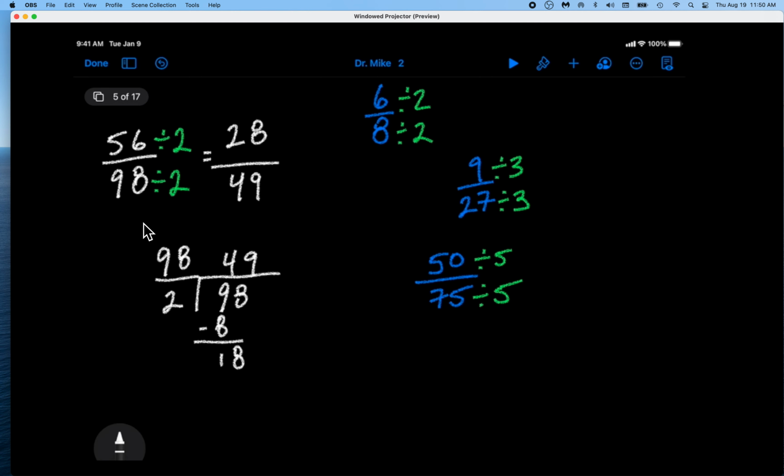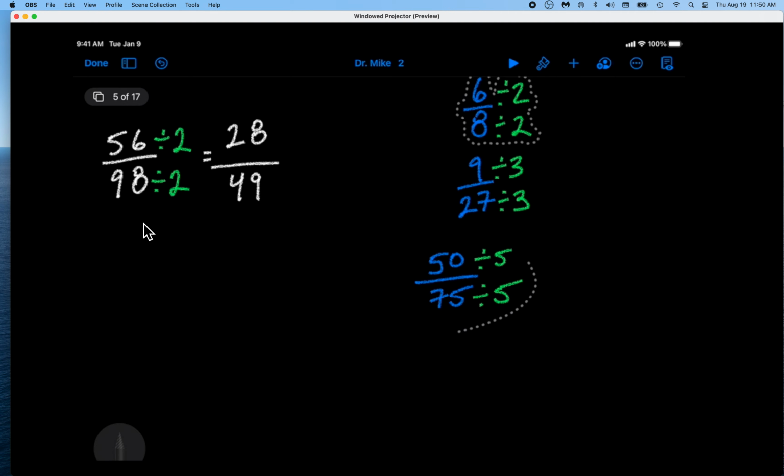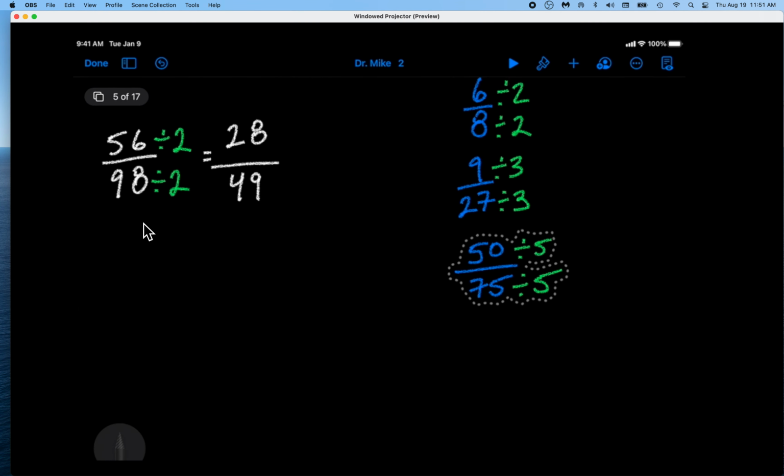Okay, now what do we do? Let's move this over a little bit, give ourselves some room. We have an even number. We could try 2, but 2 does not go into 49 because 49 is odd. We have an odd number down here, so we could try 3, but 3 doesn't go into 49. 5, forget about it. It has to end in 0 or 5. So now what do we do?